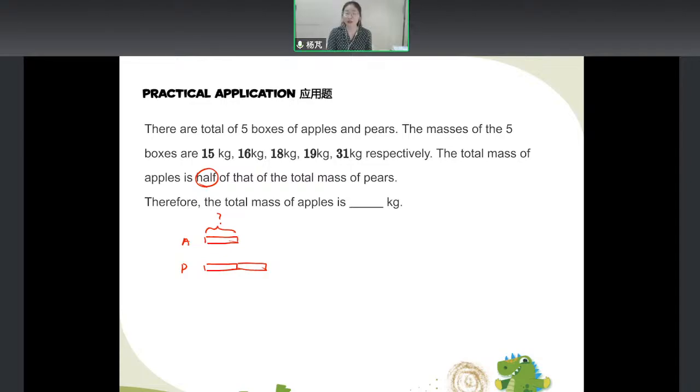Okay, if we don't know the difference, can we find the sum of all the apple and the pear? Can we? I know every single box should be 15 kilograms, 16, 18, 19, 31. Add them together, I will know the sum. Then I think everything will be easy. Here, 15 plus 16 plus 18 plus 19 plus 31. So A equals the sum.